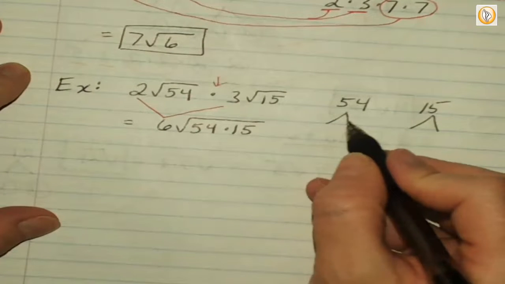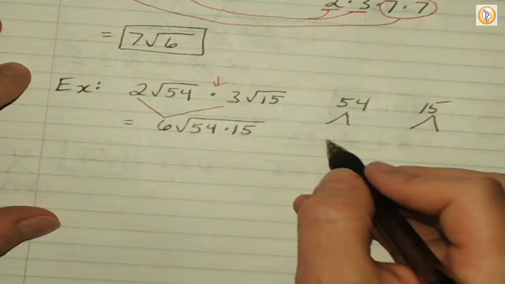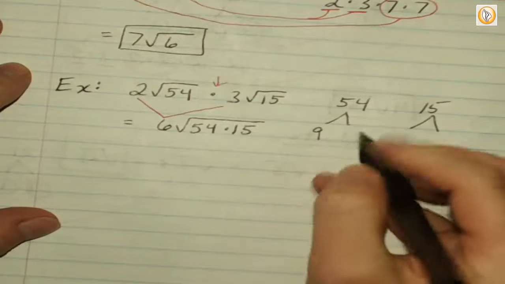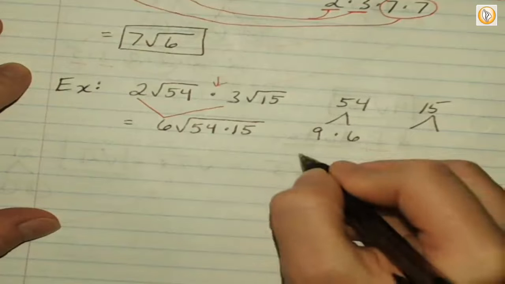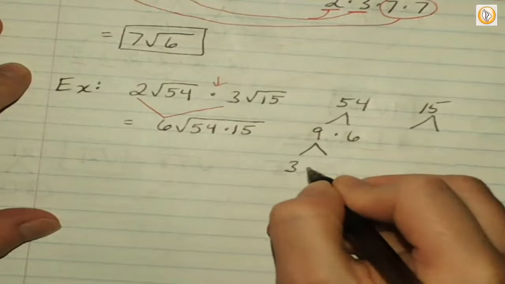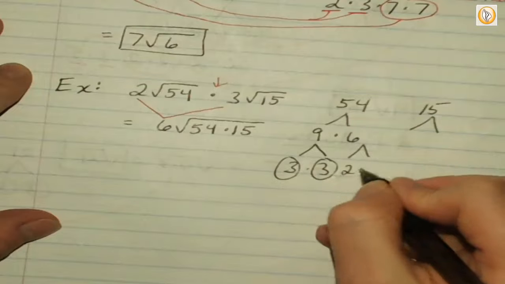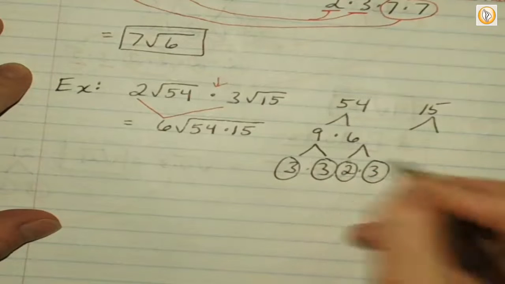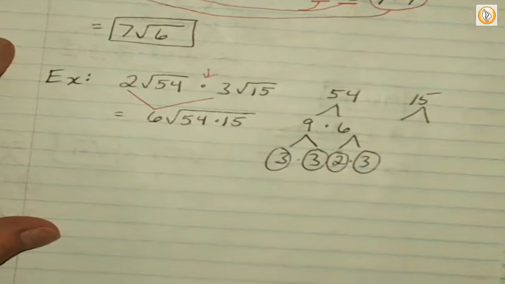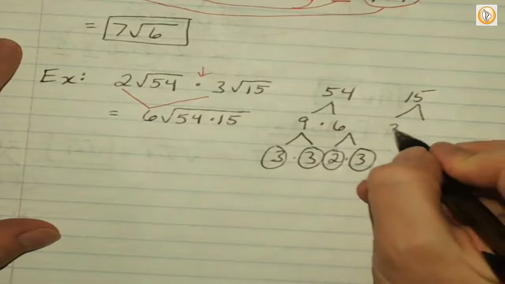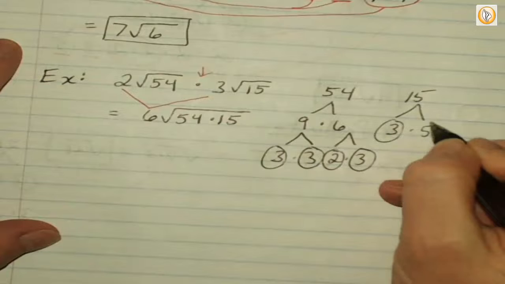What 2 numbers when multiplied give me 54? 9 times what? 6. And then I have 3 times 3. And then 2 times 3. Any questions? And then over here, we can just do 3 times 5.